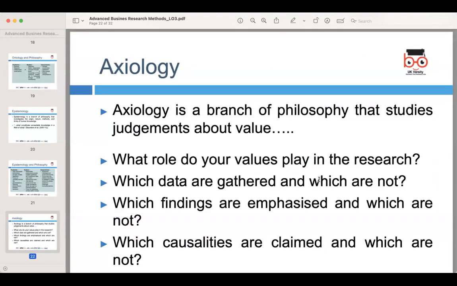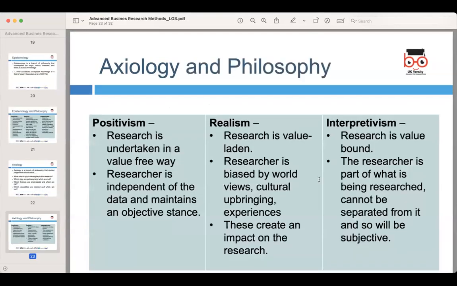Axiology, which is a branch of philosophy that examines value judgment. In simpler terms, axiology explores the study of what we consider valuable or important in life. It asks questions like what is good, what is beautiful, and what is morally right. Axiology and philosophy.